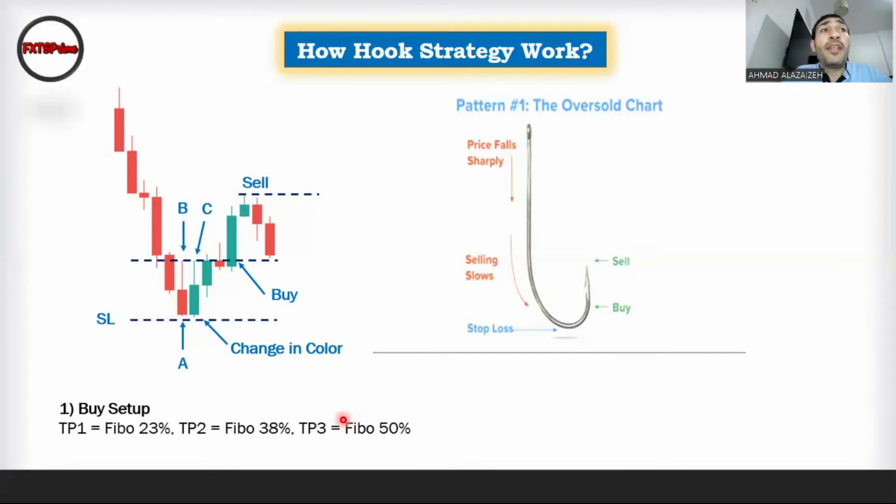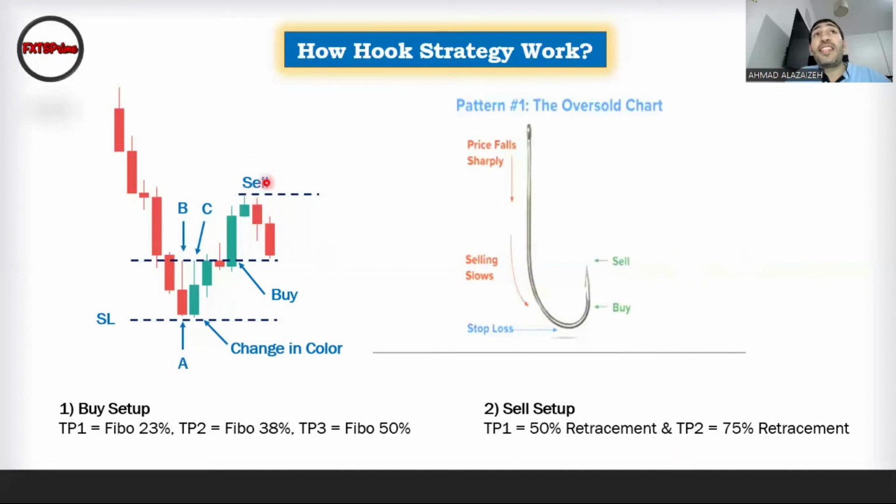Then I will continue, because there will be a continuation pattern, and in a while I'll explain how to combine this with the continuation pattern. Now, how do we calculate our take profit? Take profit number 1, we'll take it here. It's 23% Fibonacci. Take profit number 2 is Fibonacci 38%. Take profit number 3 is Fibonacci retracement 50%. So we measure the Fibonacci from this area to this area. I will show you the Fibonacci levels on the chart after completing the explanation.